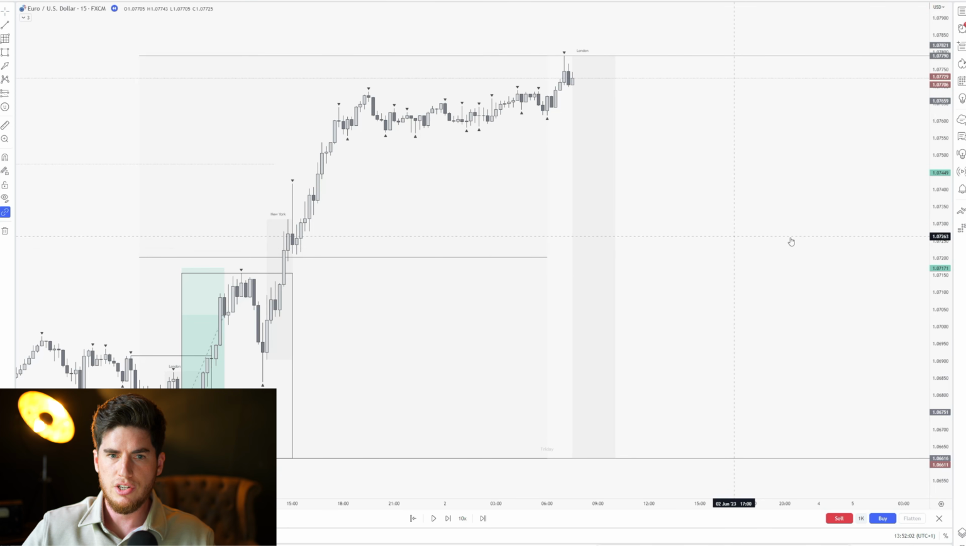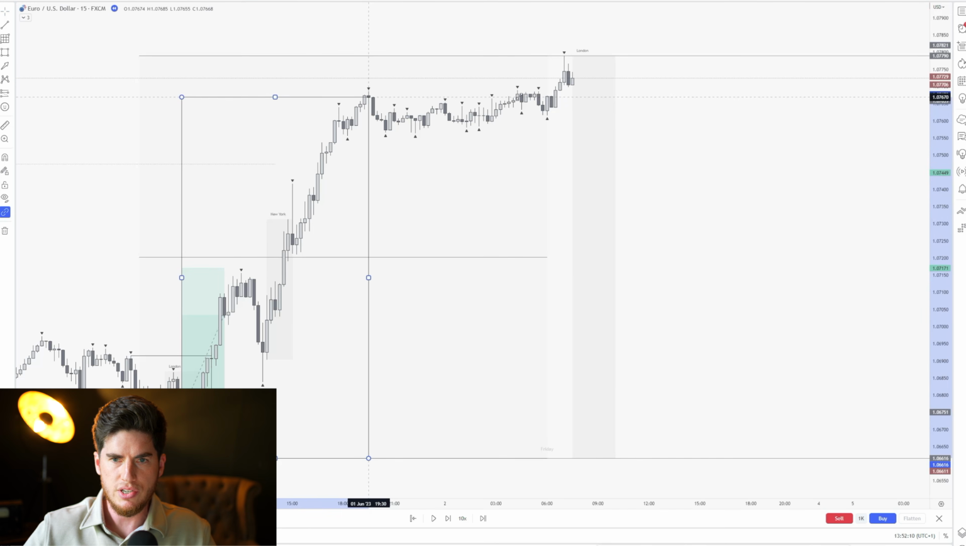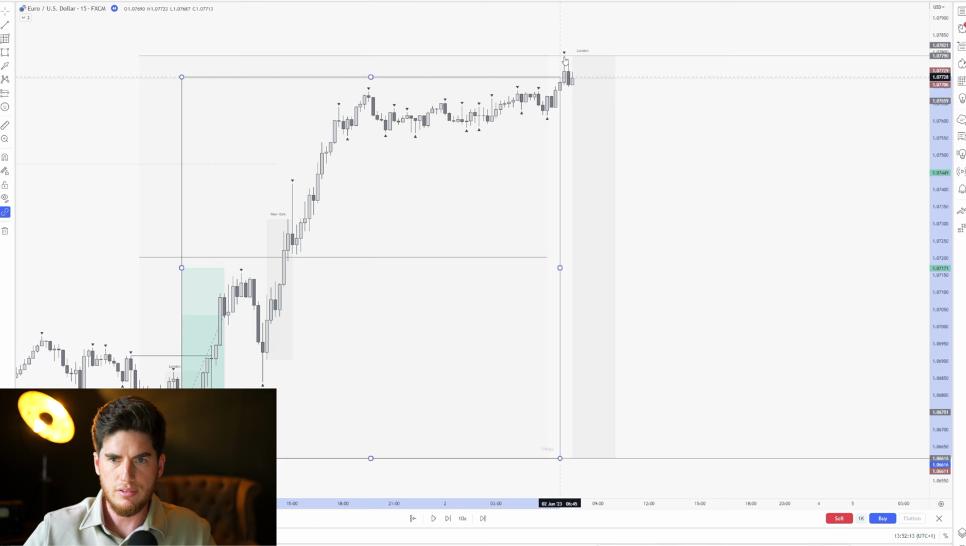So London session has just started. What we want to do, remember our 15-minute range from yesterday, we're going to drag this all the way up. You can see that high breaches here, and this is our highest point. So the 15-minute high is the same as the 4-hour high at the minute, and our low is here.